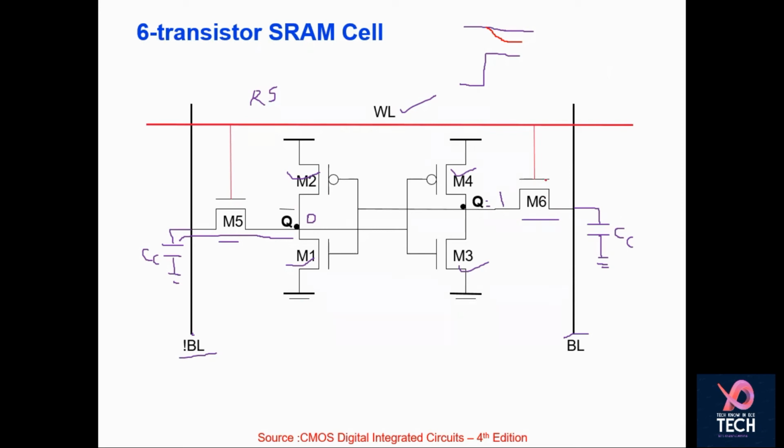So M5 and M6 are on. So this is 0, because of that this is high and this is low. There is some fluctuation in the voltage because of this. This fluctuation is momentarily giving this bit a low voltage. So this gives you an idea, using the sense amplifier, that 0 is being stored there.